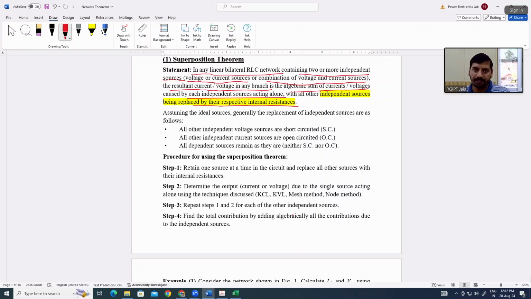So that's why, assuming the ideal sources, generally the replacement of the independent sources is as follows. All other independent voltage sources are short circuited. Independent current sources are open circuited. All dependent sources will remain as they are, means they will neither be short circuited nor open circuited. Clear? Is it clear to all of you how we are replacing the sources?